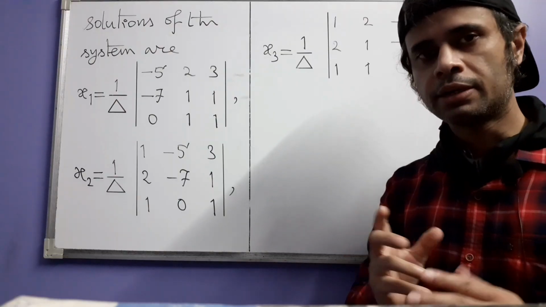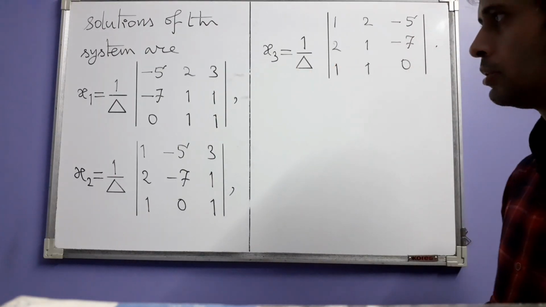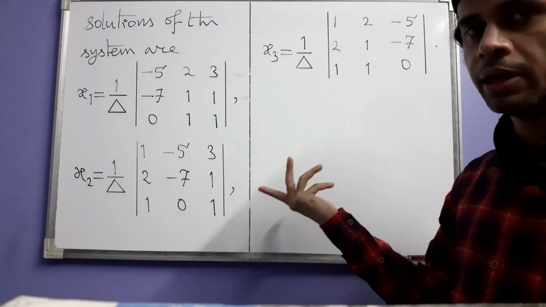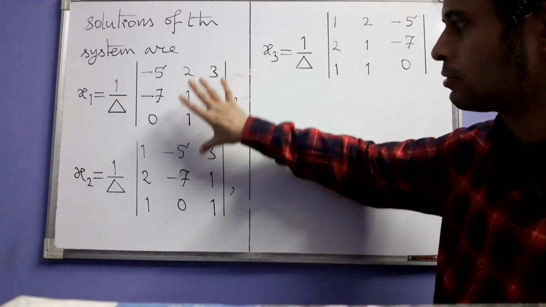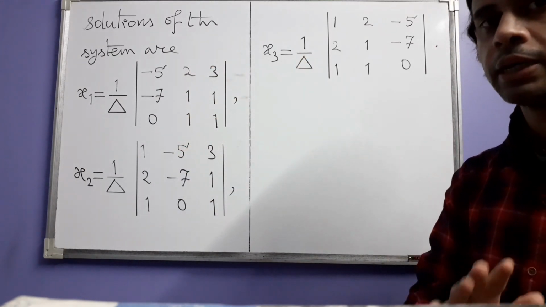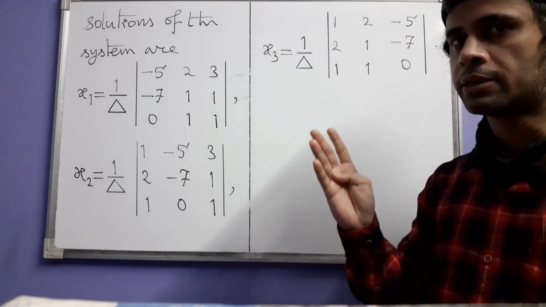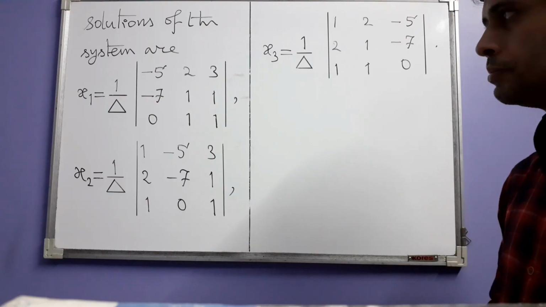So this is what I want you to do. You have the system of equations with you and you can calculate these values actually. Delta is 1, so you just have to apply your school formula to calculate these determinants. Please do the calculation and see if you are really getting a solution which satisfies the three equations simultaneously.